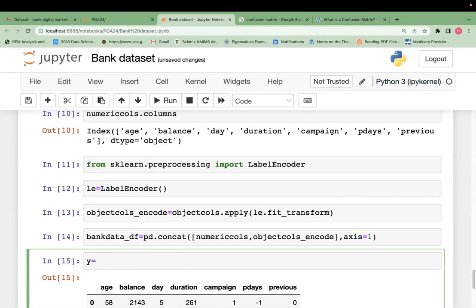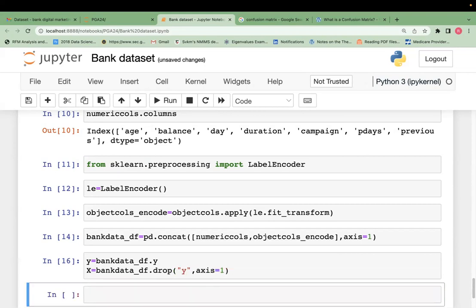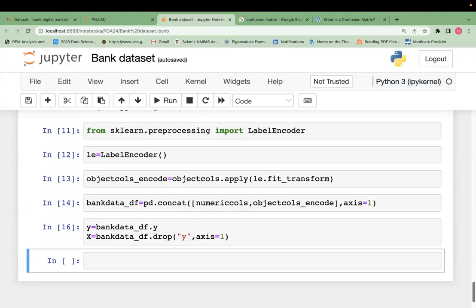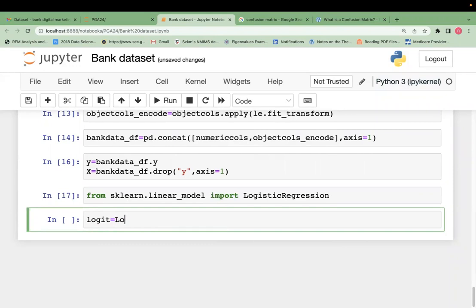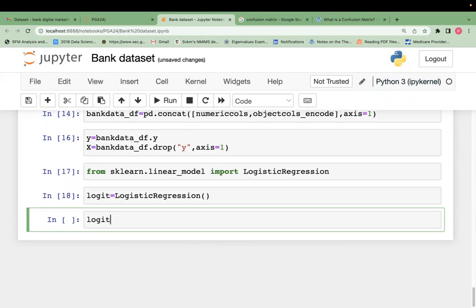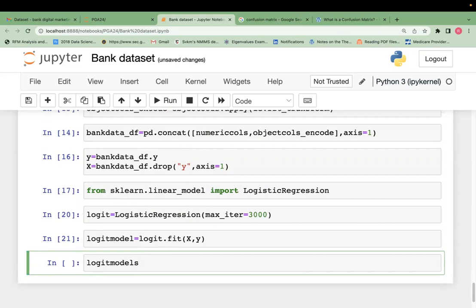y = bank_data_df.y. X = bank_data_df.drop('y', axis=1). Split the data into y and x. Yeah, good morning. All right, all of you are here. From sklearn.linear_model import LogisticRegression. logit = LogisticRegression(). logit_model = logit.fit(X, y). So iterations issue.